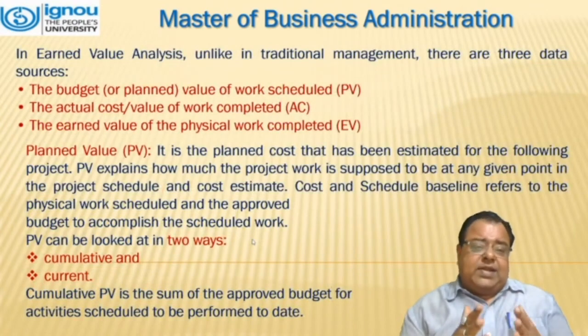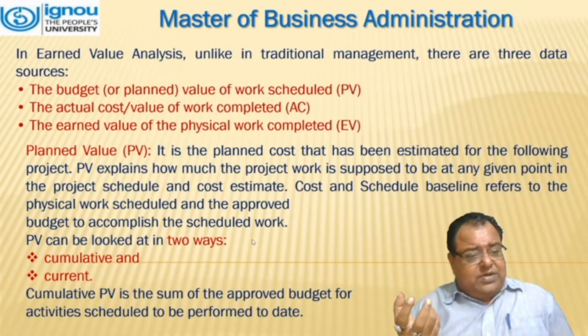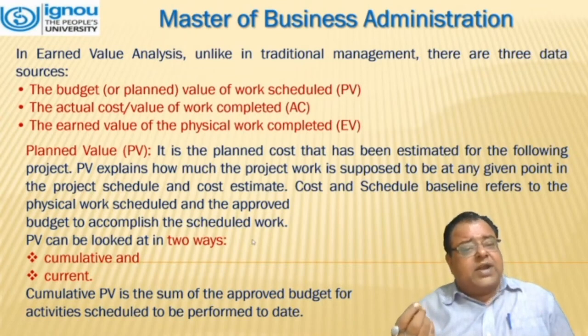In earned value analysis, unlike in traditional management, there are three data sources. The budget, which is a plan, the value of the work scheduled, in short we call it PV. The actual cost value of the work completed, that is AC.